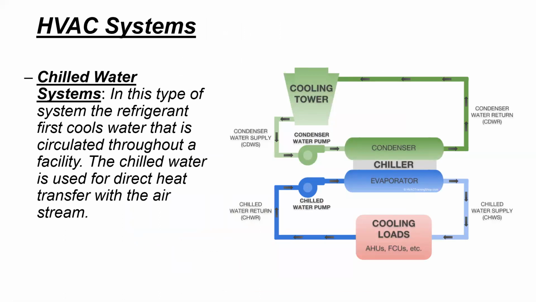On the larger systems, chillers, you have the chiller with its own refrigeration cycle. On the evaporator side, you have a chilled water loop that takes the heat out of the buildings, facilities, and processes in the facility, and brings it back to the evaporator side to cool it down.